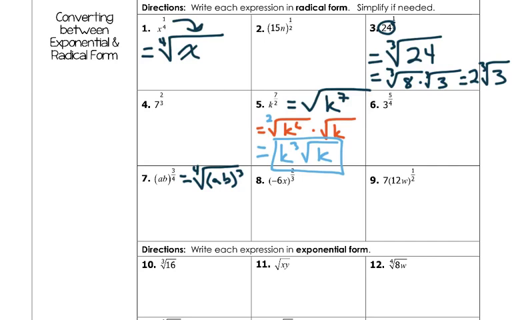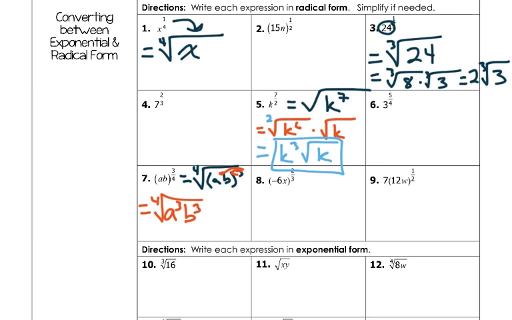All right, now what do we have to do to simplify this? We just need to use our exponent rules and distribute that 3 to both the a and the b. So what this will look like is this will end up equaling the 4th root of a to the 3rd, b to the 3rd.